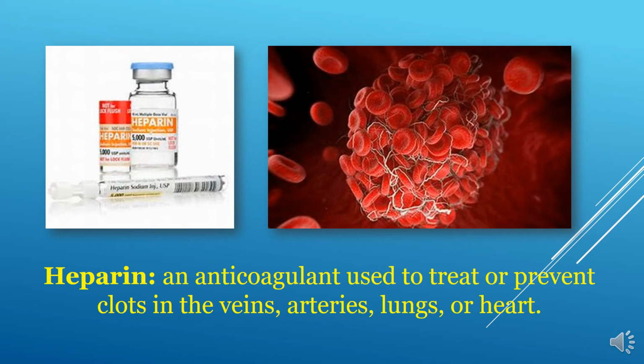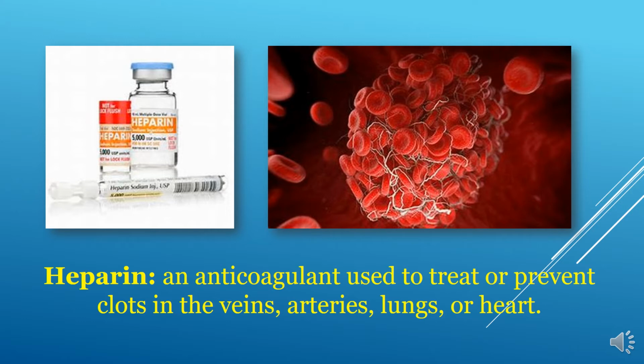Today, our focus is heparin. Heparin is an anticoagulant used to treat or prevent clots in the veins, arteries, lungs, or heart. It stops clots from forming or getting bigger. Heparin also helps prevent clotting during open heart surgery, dialysis, or in patients who are confined in bed. It is prescribed for patients with acute coronary syndrome, atrial fibrillation, or during an acute MI. Heparin is also used for indwelling catheters to assist in keeping them clear and open.